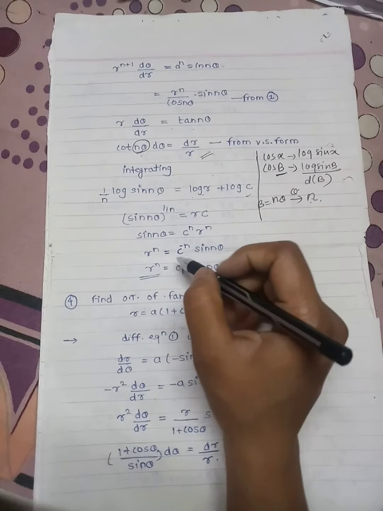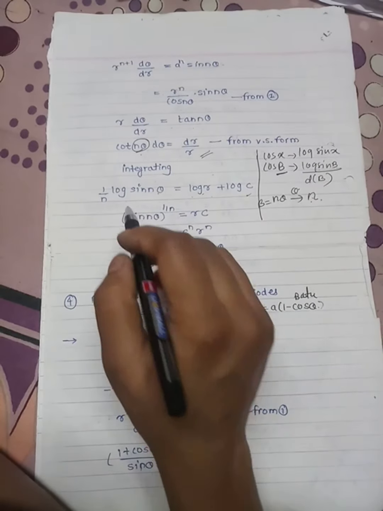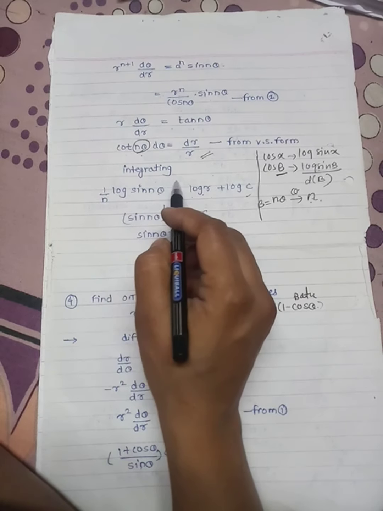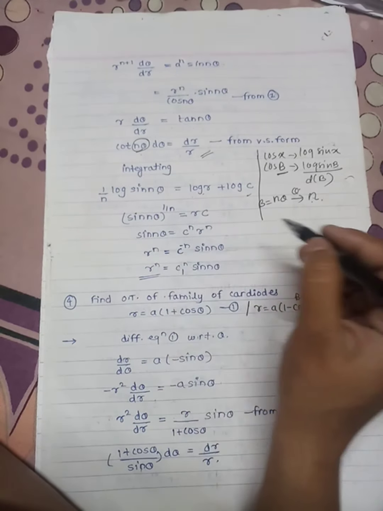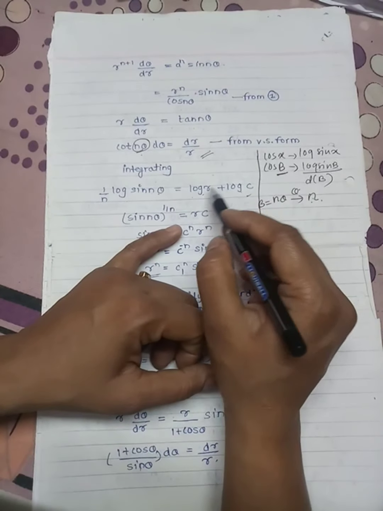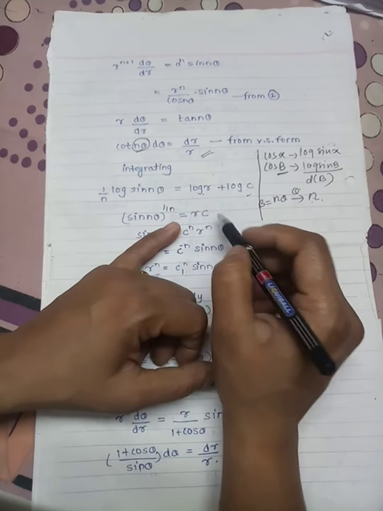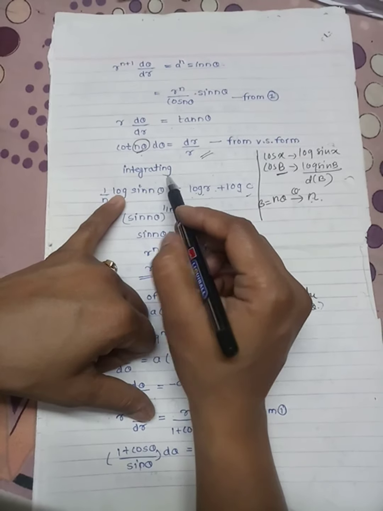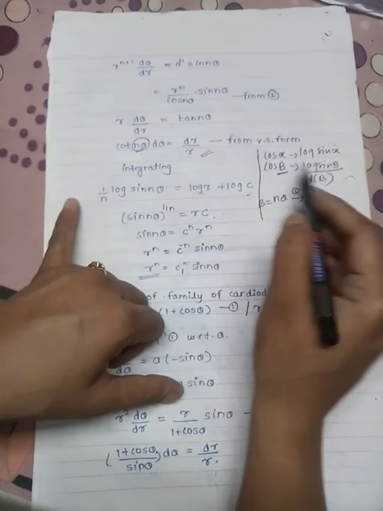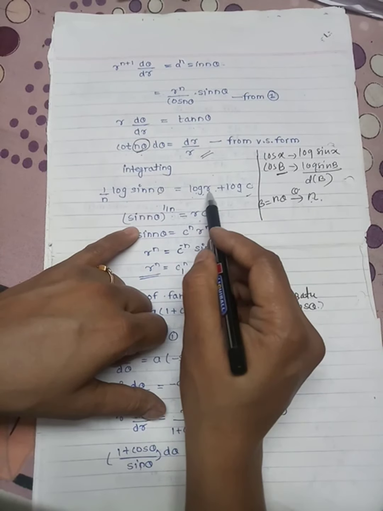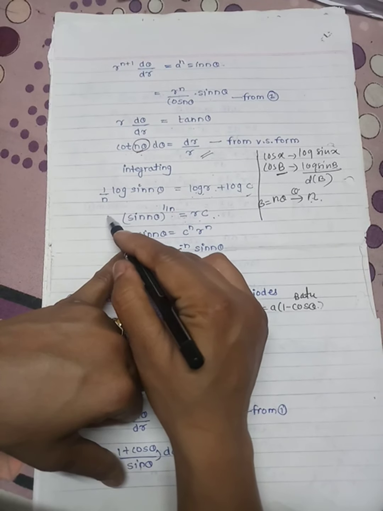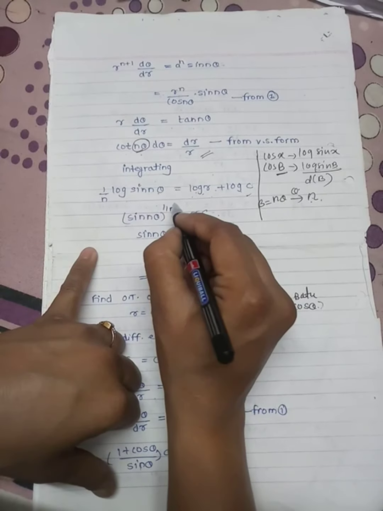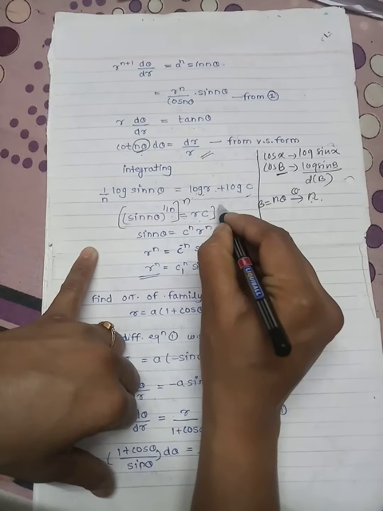So simplify this. Take 1 by n in the power. So sin n theta raised to 1 by n is equal to log r. So log r plus log c, log a plus log b is log ab. So log rc here, and here log of sin n theta raised to 1 by n. So cancel the log on both sides. We get sin n theta raised to 1 by n equal to rc. Take the nth power on both sides to eliminate this power 1 by n. So take the nth power on both sides.